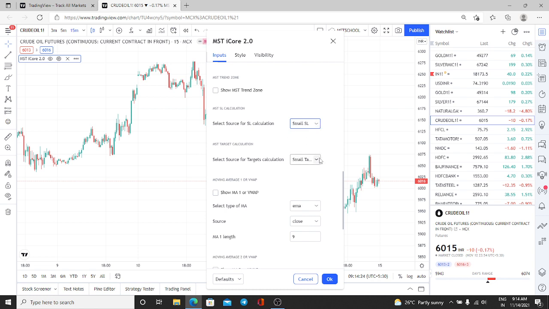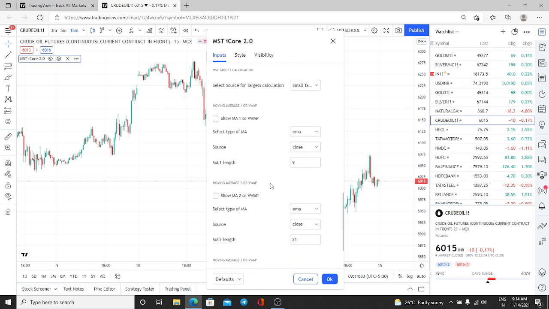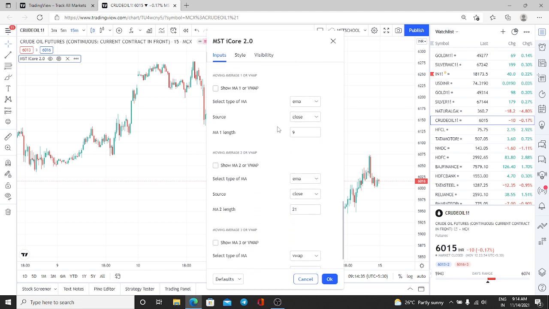And for targets, minimum you have to keep 1:1, that is small targets, then 1:2, then 1:3. So this way you can keep it. And here we have added extra features. We have saved the space actually.